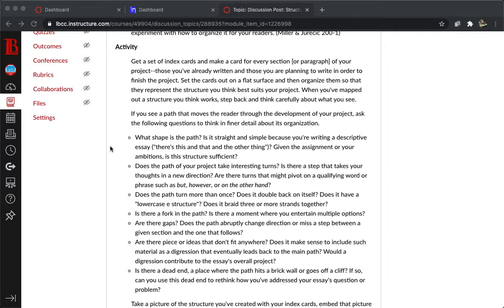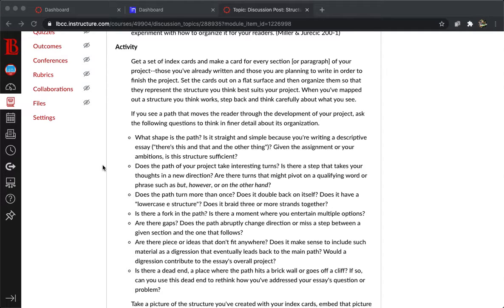So if you think that maybe that kind of straightforward linear organization isn't the best way to organize, then you can mix it up a little bit. You can play around with the structure. And again, that's why it's important to have these on index cards or pieces of paper or post-it notes so you can move them around.